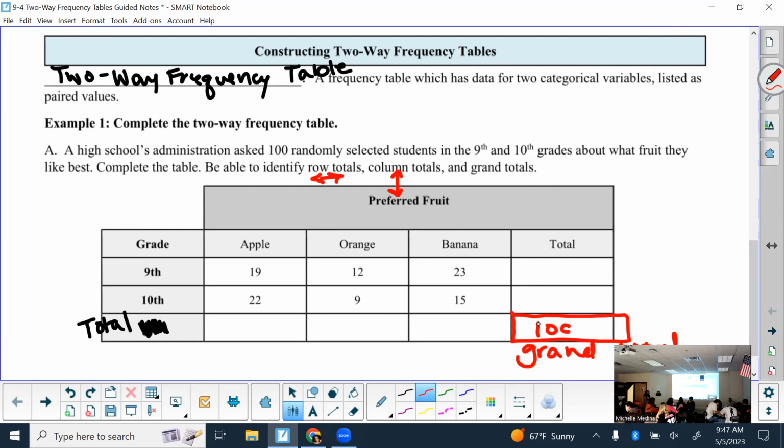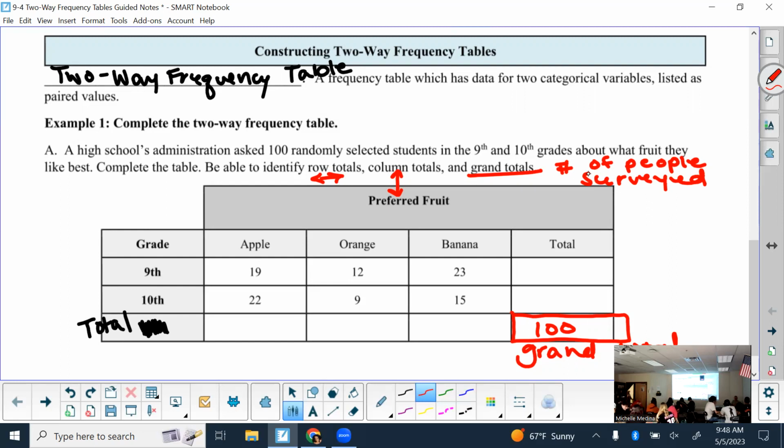100. That I know even without filling in these parts, because it did say up here that they surveyed 100 people. So that should be your grand total. In other words, it's the number of people surveyed, or whatever they do. The number of people surveyed should be your grand total. Okay. And then the rest, hopefully you could fill in.